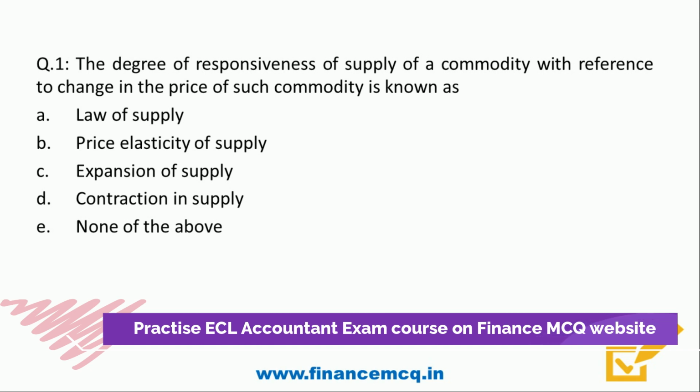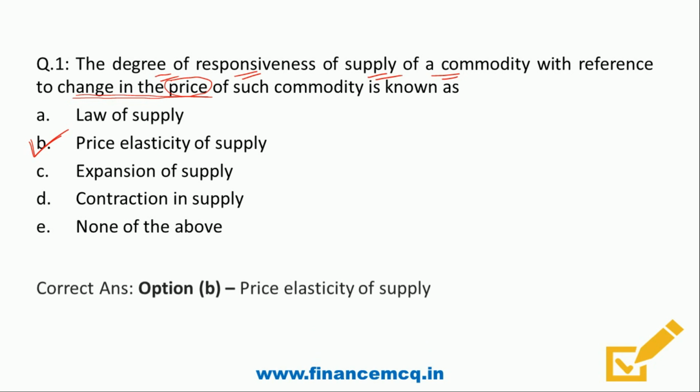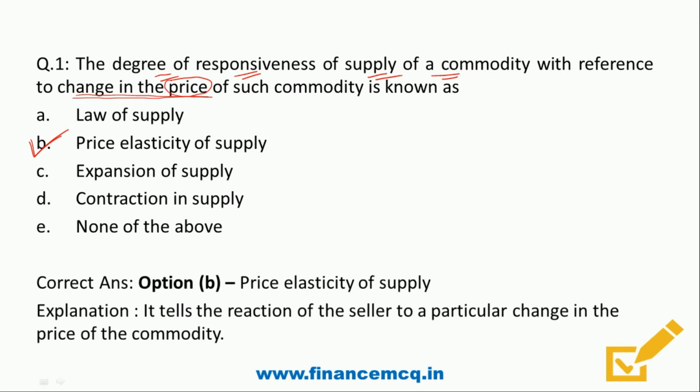So friends, if you read the question correctly, they are asking the degree of responsiveness of supply of a commodity with reference to change in price. The important thing here is price: how much is the effect on supply due to change in price. So it can only be price elasticity of supply. The correct option is option B. It basically tells the reaction of a seller to a change in the price of the commodity. So I hope it is clear. Now let's move on to the next question.